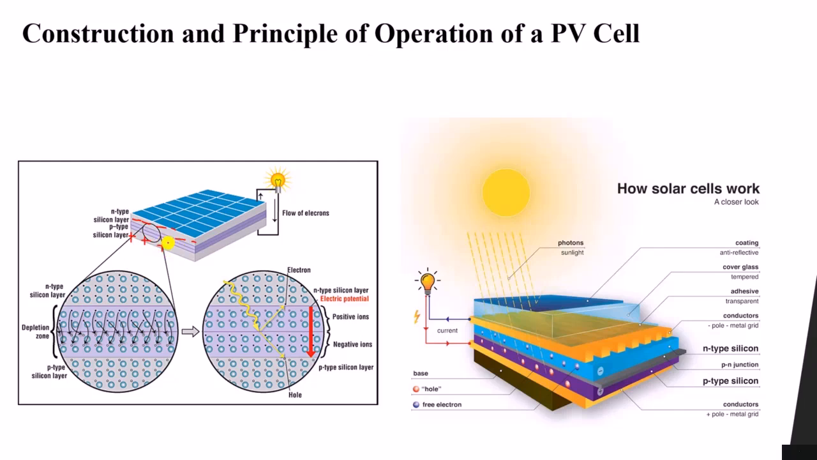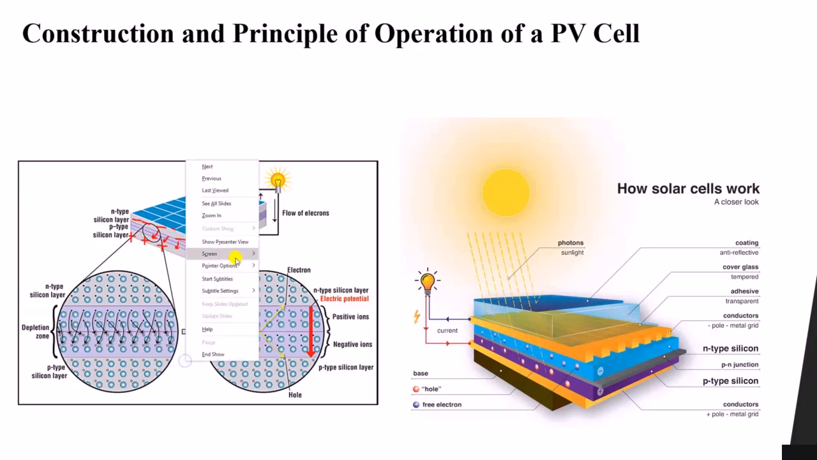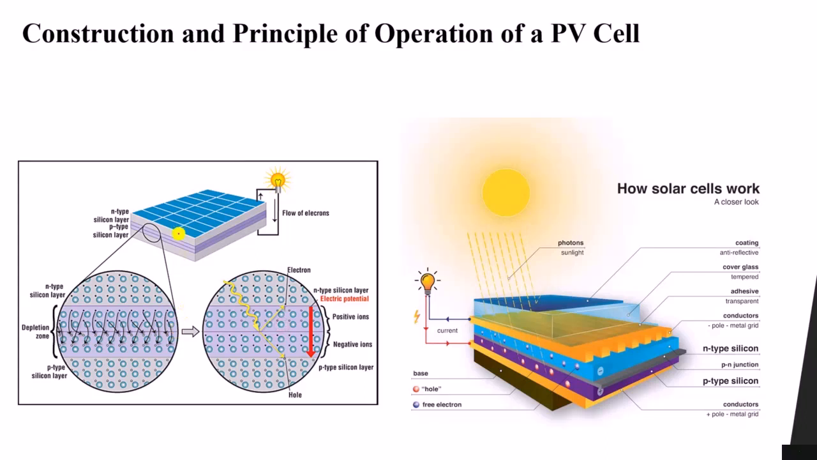Okay, at this intersection point, the electrons will go and fill these holes, leaving behind positive ions, and here will be negative ions. Now this is at the normal state, without any photons, without any light, just by adding an n-type over a p-type silicon layer.